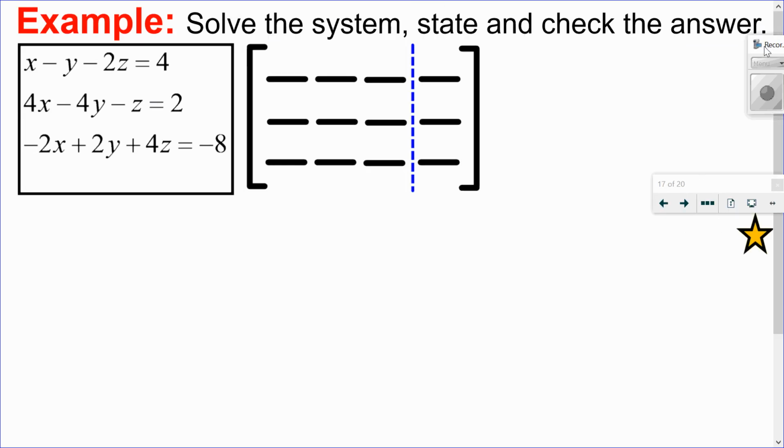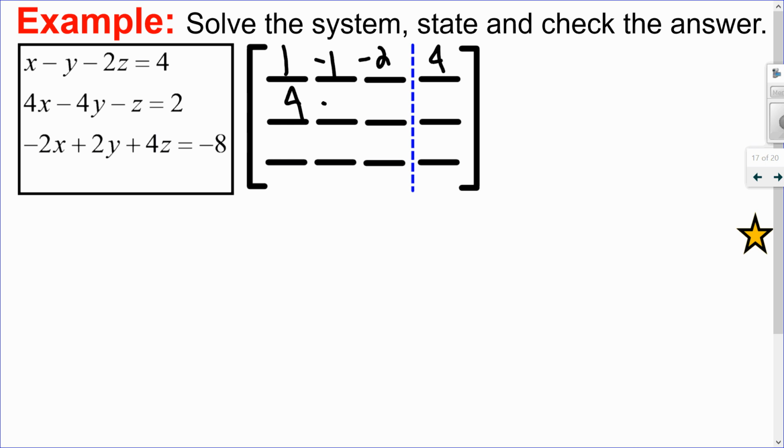Okay, let's try this next one. In this next example, again, you want to just check to see if you have them all there, x, y, z in alphabetical order, which I do. So let's just write them all in. So x, y, z, answer. X, Y, Z, answer. X, Y, Z, and then answer.